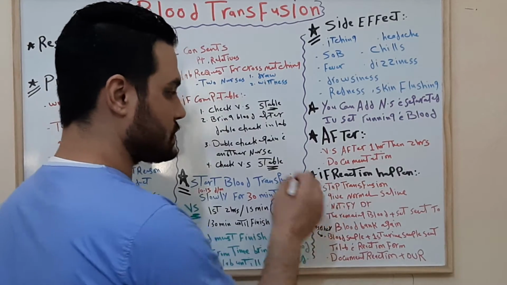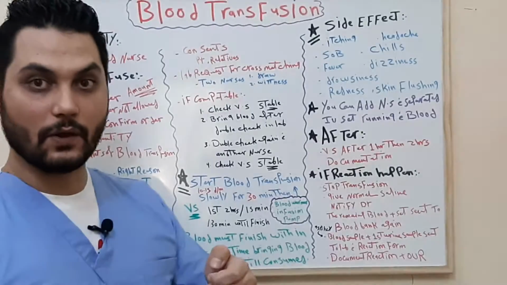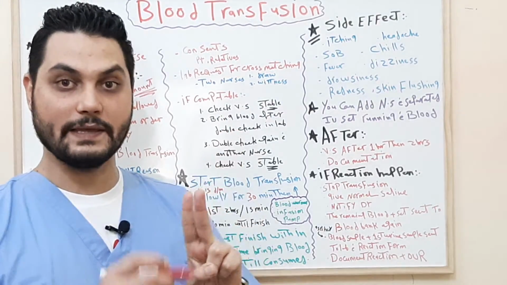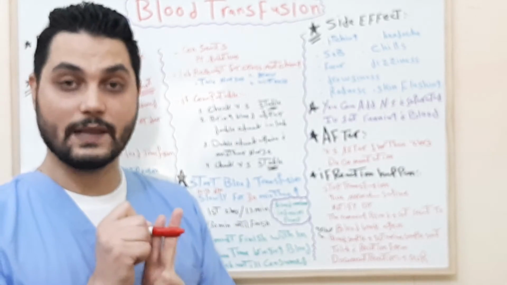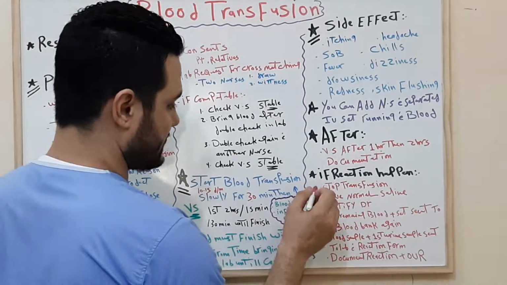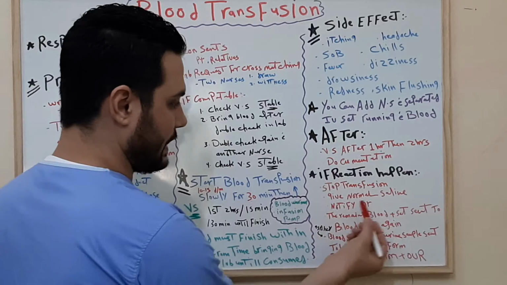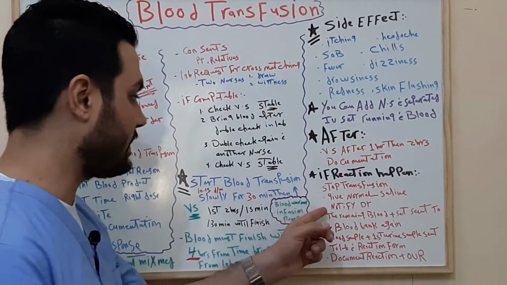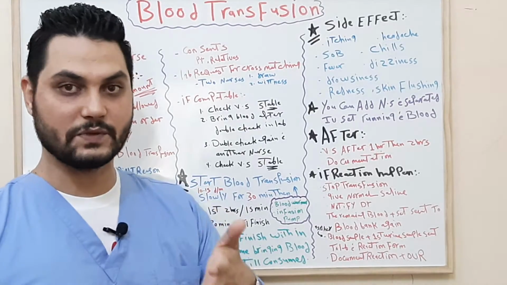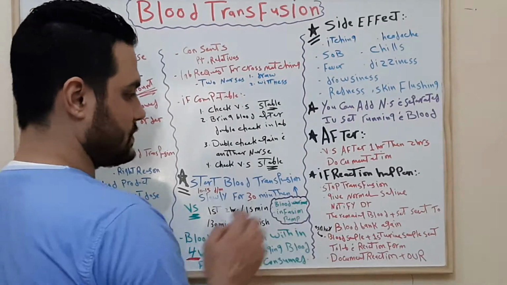The first thing is stop the transfusion, stop the blood. Don't continue. The second thing is start saline, give normal saline to the patient and let it run. The third thing, notify your doctor. Maybe he will order medicine to give to the patient.